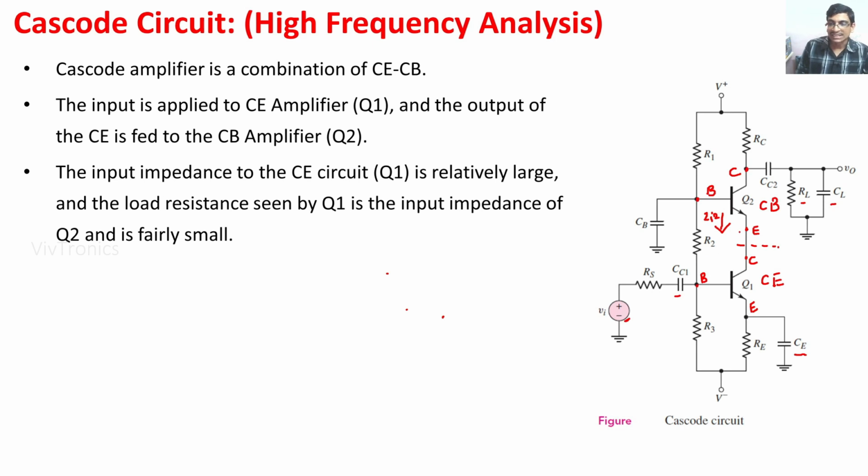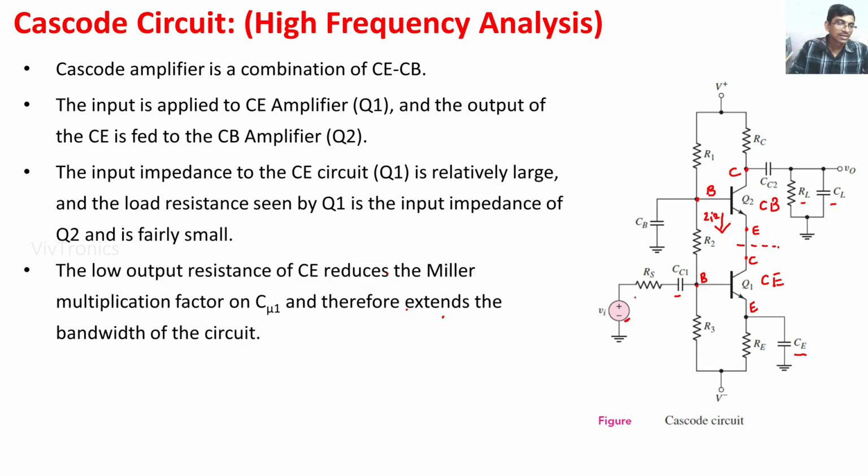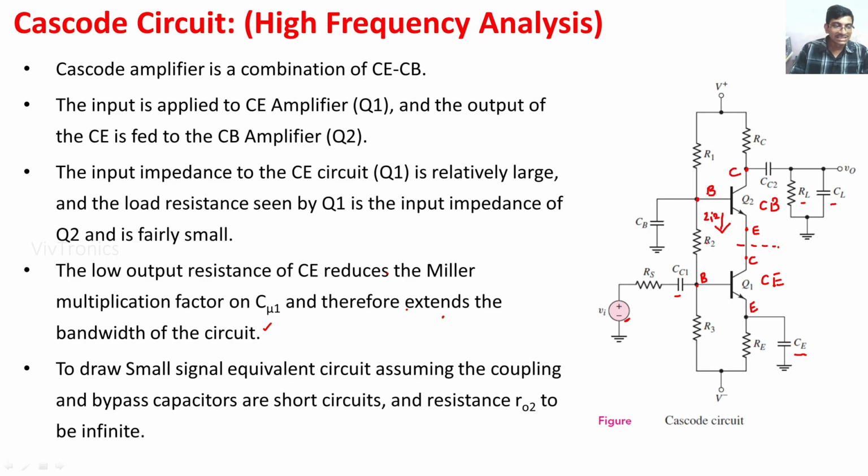As we know, the CB configuration has low input impedance, therefore the load for the CE configuration is very small. Therefore, the low output resistance of CE reduces the Miller multiplication factor on Cμ1, which extends the bandwidth of the circuit. In this we can understand that the low output impedance of the CE configuration will reduce the Miller multiplication effect. When the Miller multiplication effect is less, the bandwidth of the circuit will be increased.